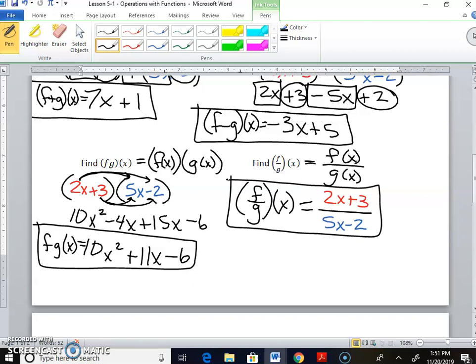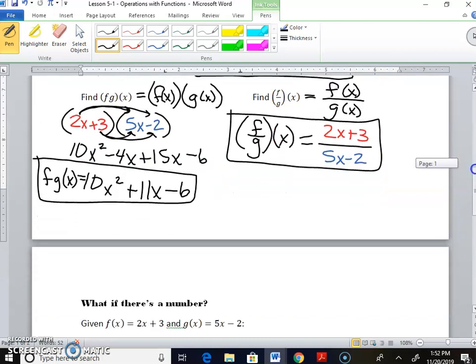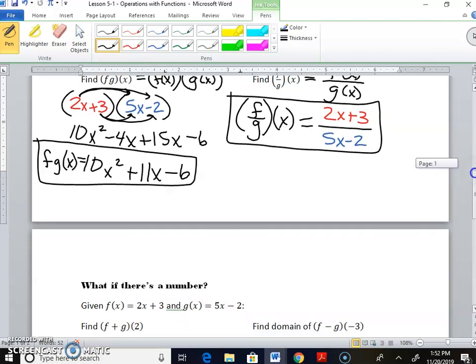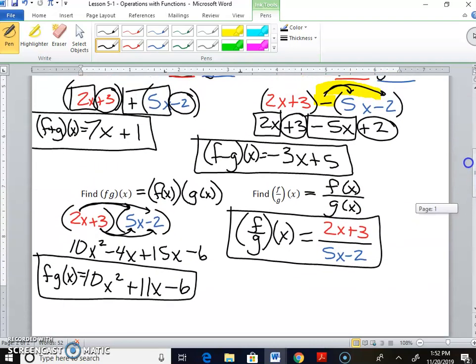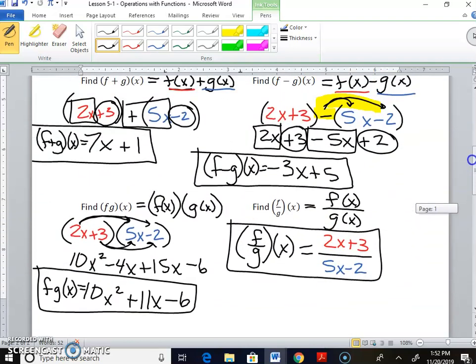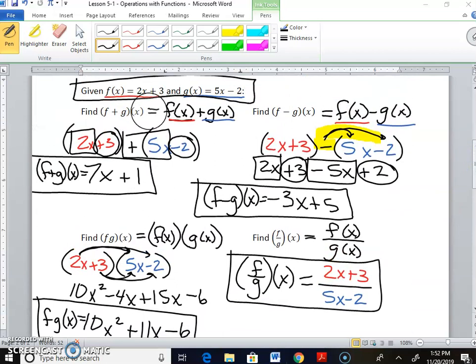Addition, you're just adding the two functions. Subtracting, you're subtracting the two functions. Multiplication, you're multiplying. Division, you're dividing. Okay? So what are we going to do if there's a number? Okay? So if you guys look, we are given the exact two equations here. So I already know that f plus g of x equals, forgot what it was, 7x plus 1. Show that just to make sure we got it. f plus g of x equals 7x plus 1.